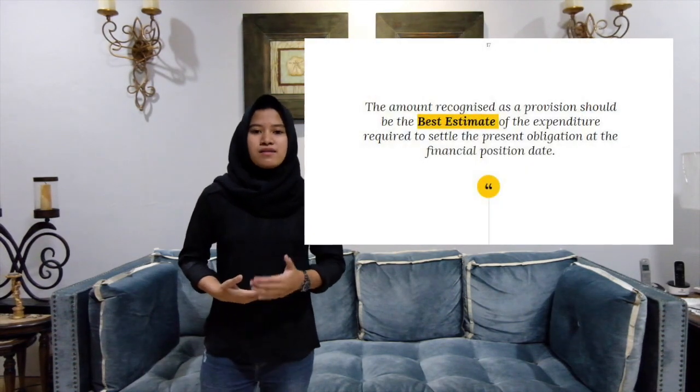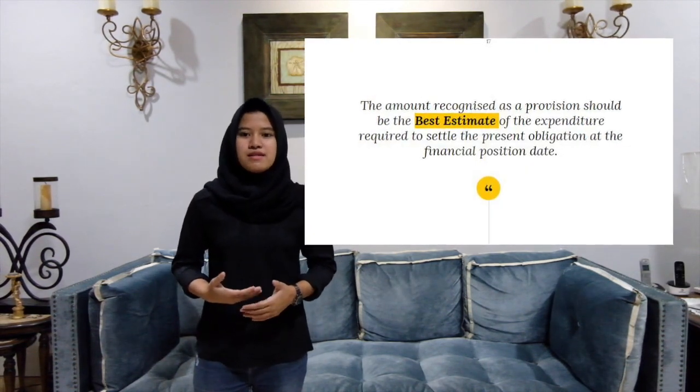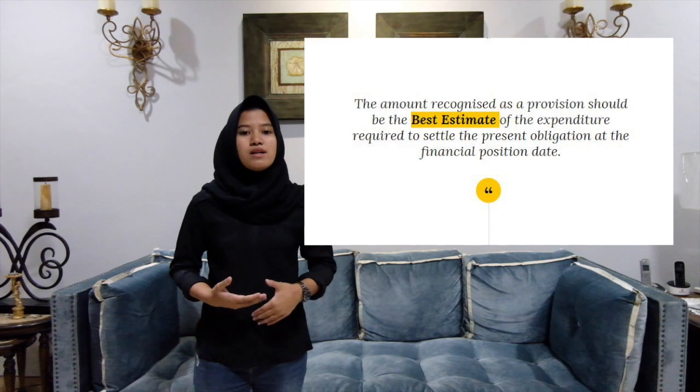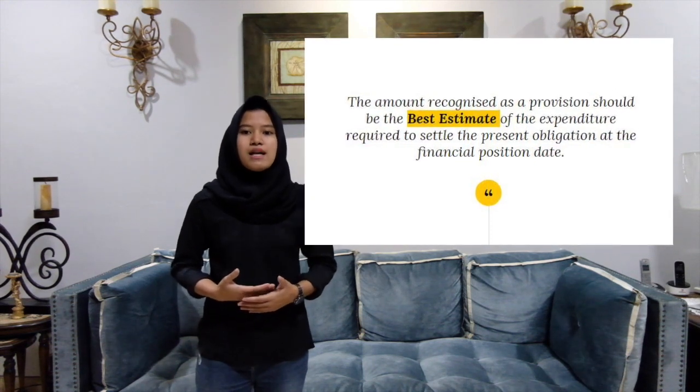So, the amount recognized as a provision should be the best estimate of the expenditure required to settle the present obligation at the financial reporting date. That is, the amount that an entity would rationally pay to settle the obligation or to transfer it to a third party. The question is, how do we determine the best estimate of provisions?